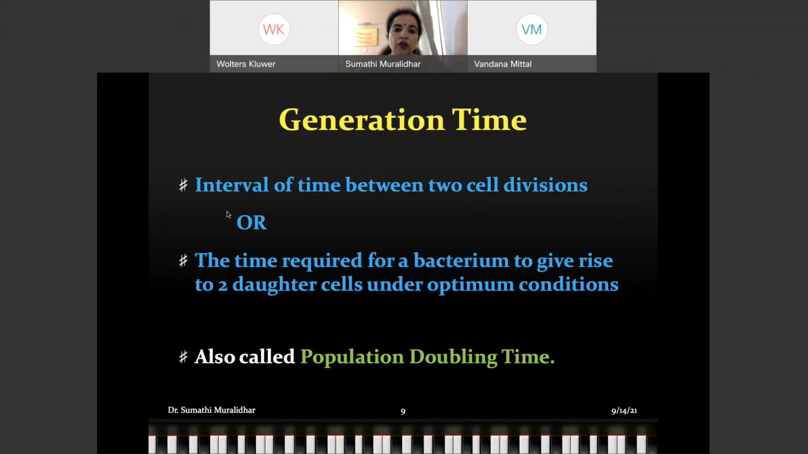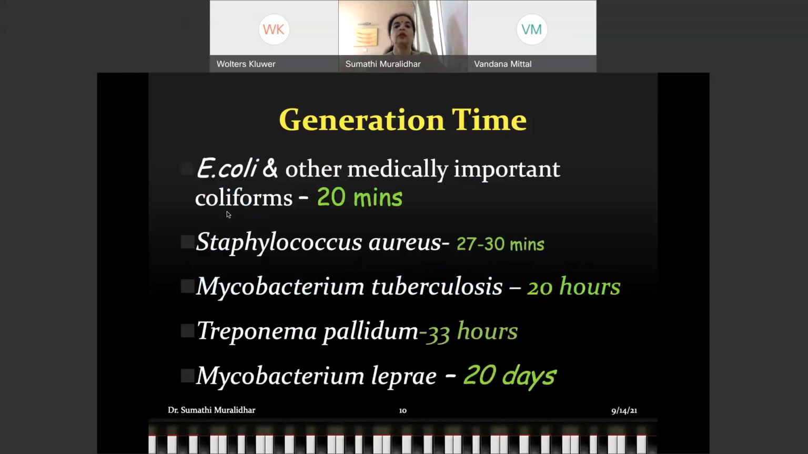Now coming to the generation time. What is generation time? It is also called the population doubling time. That is the time required for one bacterium to give rise to 2 daughter cells. So the time it takes for the bacteria to double its population is called the population doubling time. Now let's see why this is important. The generation time is different for different bacteria.